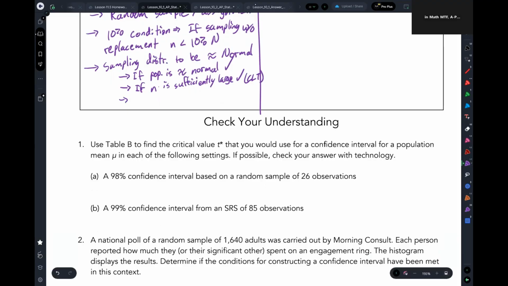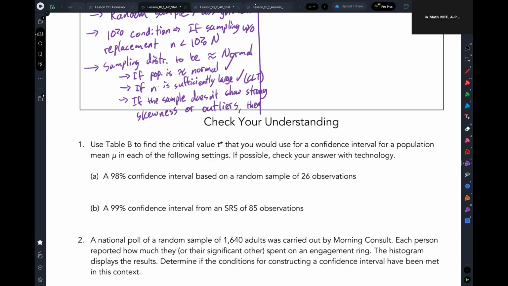And so this is something we'll see this unit. I'm going to go ahead and give it to you. If the sample does not show strong skewness or outliers, then it is safe to assume the sampling distribution is approximately normal. So the idea is that, hey, if we get a sample of 9 data points and it's roughly symmetric, no heavy skewness, no outliers, then we believe the sampling distribution is approximately normal. And so you'll see that throughout this unit. So go ahead and hold on to that.